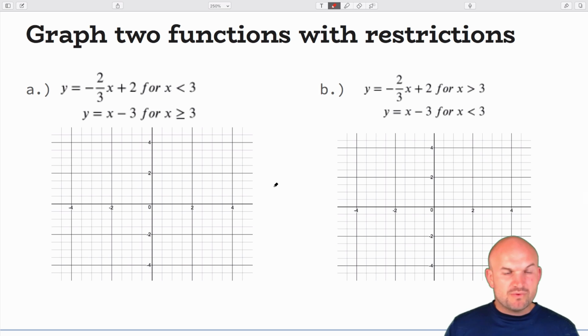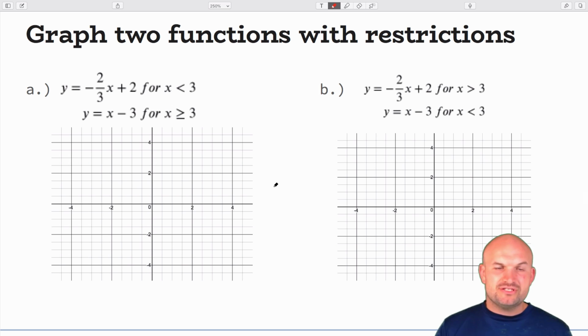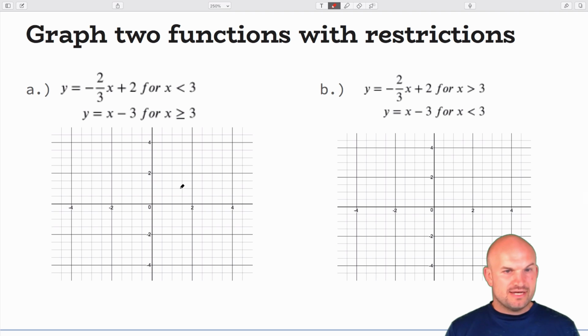So the first equation is y equals -2/3 x plus 2, only for x values less than 3. So I'm going to have plus 2, and then I'm going to have down 2, so down 2 over 3. Now again, this is only for x values that are less than that, right? So therefore I'm going to leave that as an open circle. And I'm just going to go back that way.